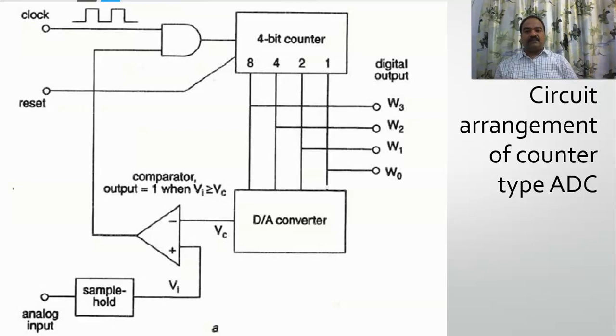Now this is the circuit arrangement. If you carefully see, this is your counter, the binary counter, what we have said, and this is a DAC, what we have discussed, and this is an analog comparator.